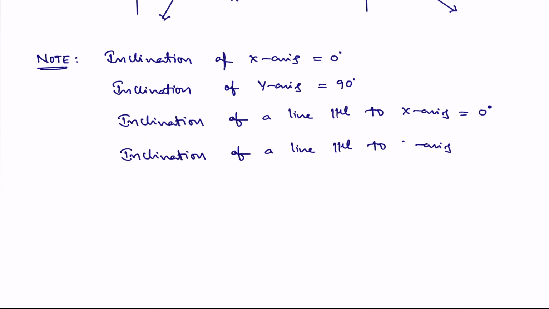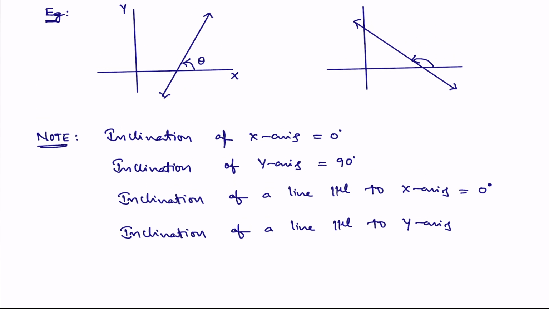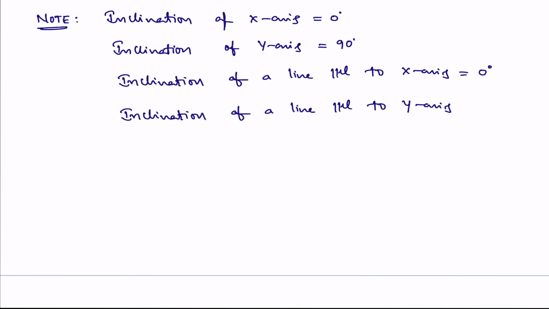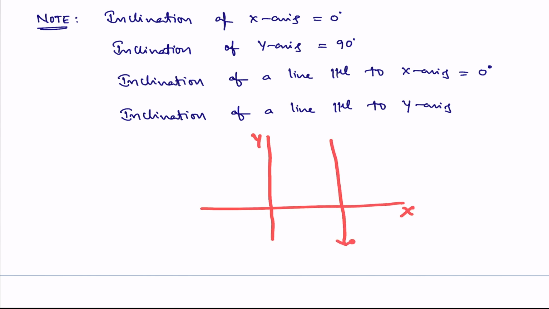Next, inclination of a line which is parallel to the y-axis. For example, coordinate axis, x-axis, y-axis. This is a line which is parallel to the y-axis. What is the inclination of this line? It is the angle made by the line with the x-axis in the positive direction. How much angle is this? 90 degrees, right? So if any line is parallel to the y-axis, the angle made by that line with the positive direction of the x-axis is 90 degrees.